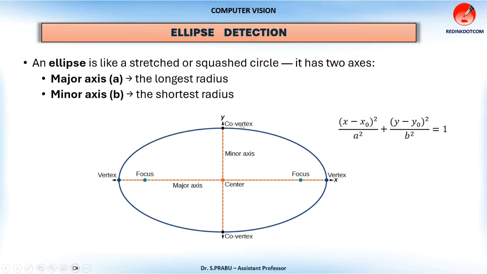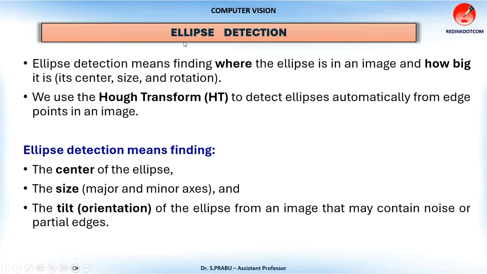Ellipse is nothing but an elongated circle. It has two radii. One is the major axis, another one is the minor axis. Major axis is represented as A, minor axis is represented as B. This is the equation of the ellipse. In circle detection, we identify the center of the circle. In the same way, ellipse detection includes identifying the center of the ellipse and the major and minor axis values, that is two radius values, and how this ellipse can be tilted in the xy plane.